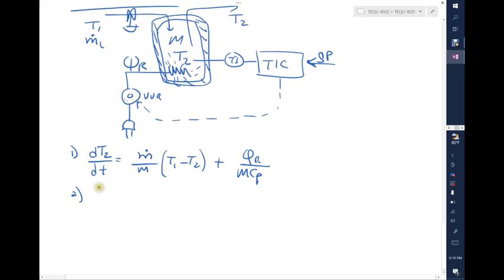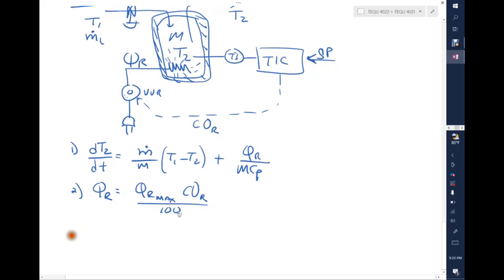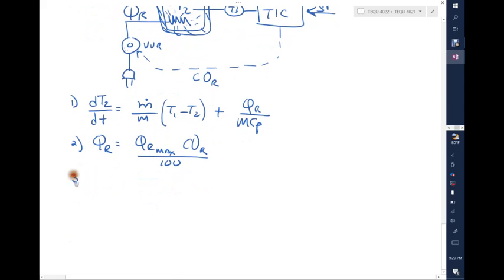So QR is going to be QR max, which is about 5 kilowatts, times the COR, which is coming from the TIC, a signal from 0 to 100, divided by 100. And the third equation is the controller equation. That's right here, the controller. What type of controller are we going to be using? What is the controller equation?